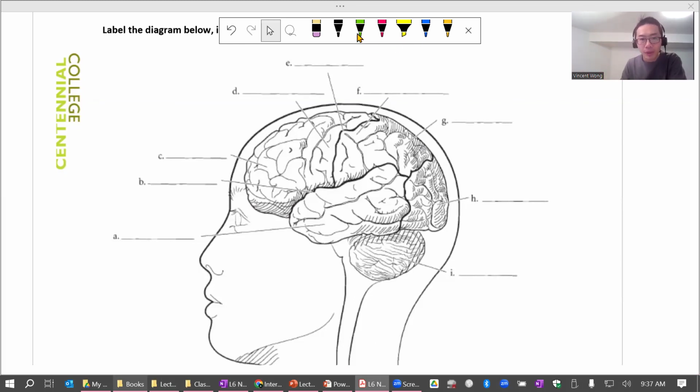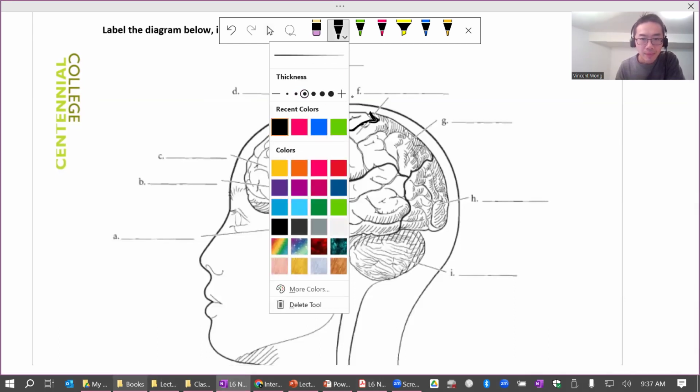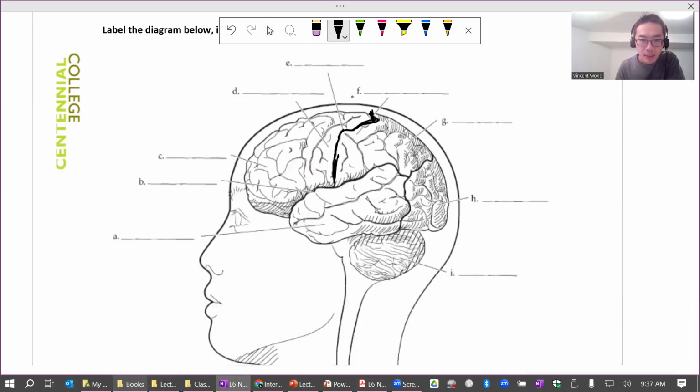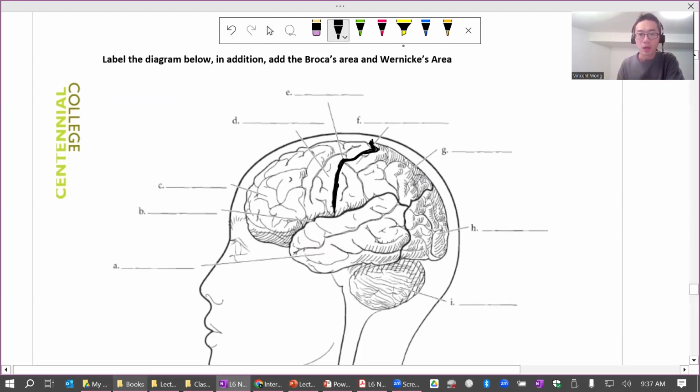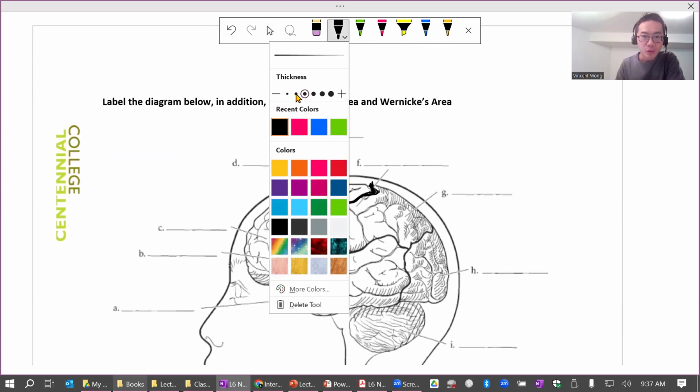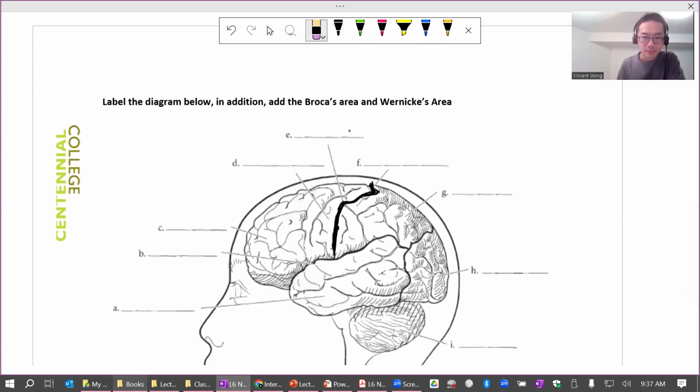But then there are some grooves that are common in all brains. So there's one right here that's really, really prominent. That one is what we call the central sulcus.